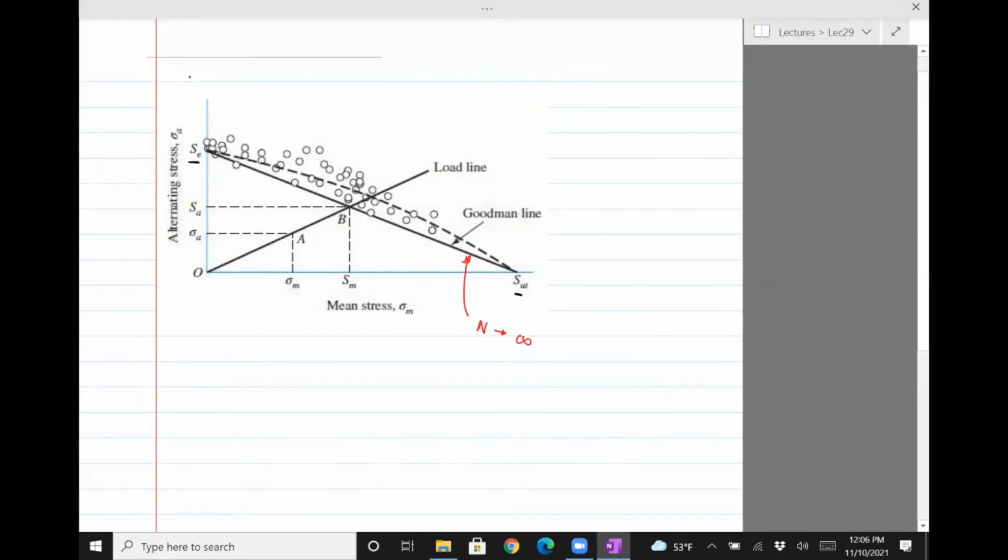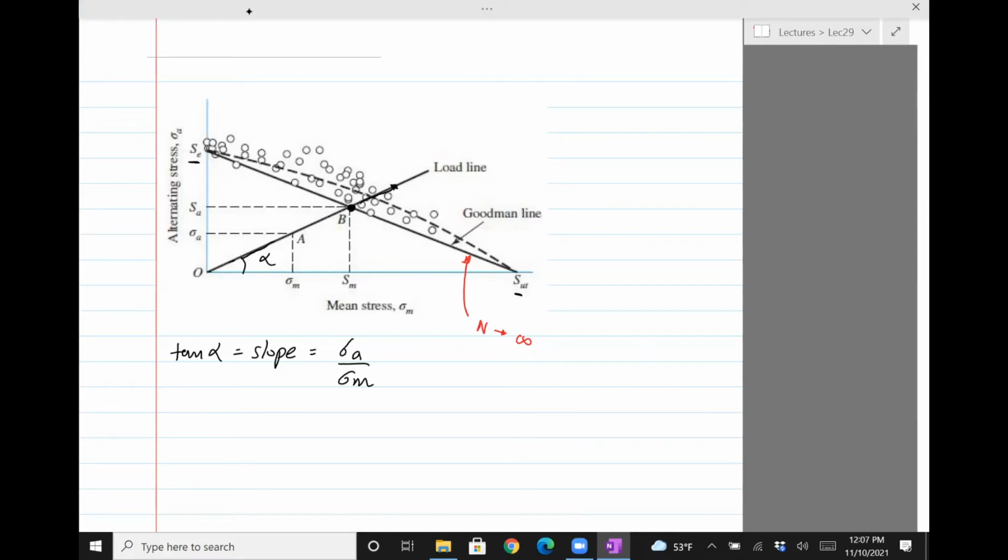Now, we can draw a line connecting the origin O with a slope given by the ratio of sigma A versus sigma M. Let's call the slope angle alpha, then tan of alpha equals sigma A divided by sigma m. Sigma A and sigma m are given to us, so we can draw the load line. As the stress increases along this load line, it reaches this point, where it is exactly at infinite life. If you go anywhere beyond that point, to the right of it, you'll have a finite number of cycles to failure.